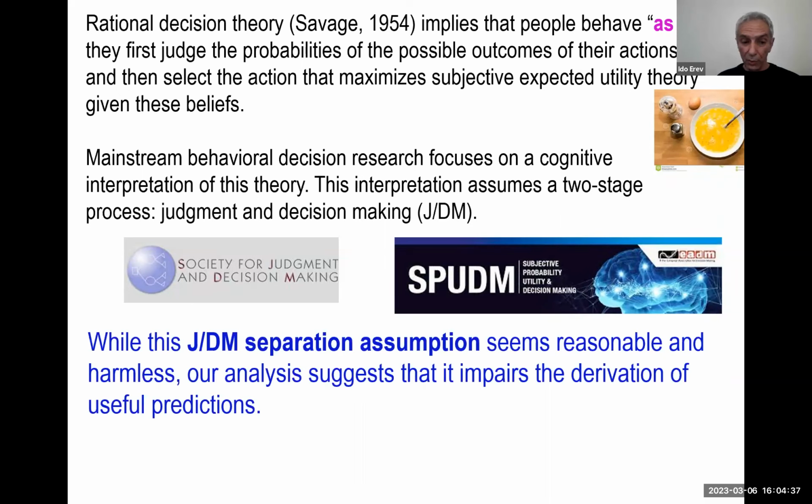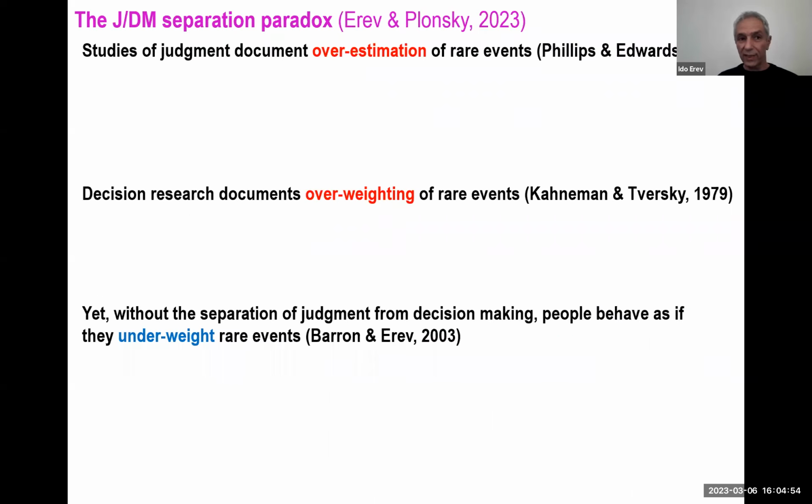We would like to argue that while this separation, which we call the JDM separation, seems reasonable and harmless, it actually is quite costly, as it basically slows progress. And I will try to convince you that this is the case. Our main difficulty with the JDM separation is what we call the JDM separation paradox, in a recent paper with Uri Plonsky. The paradox is basically the following three observations, and I will later present examples.